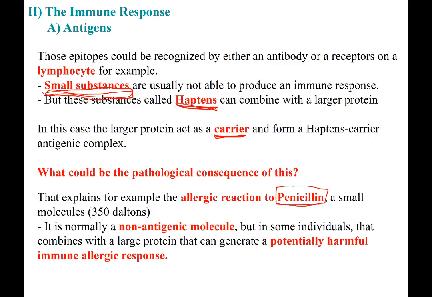And now the immune system is going to overreact to it and say, oh, I need to get rid of this. That's an example of an allergic reaction to penicillin. And actually, it's a pretty common allergy. And the allergic reaction to penicillin can actually be pretty virulent, pretty severe.